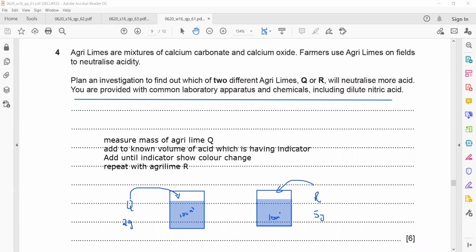So at the last, you can mention your conclusion, the one which required a small quantity. You don't have to say Q is better than R or R is better than Q. You just have to write a general conclusion mentioning that the one which required a smaller quantity of agri-lime is useful or better.